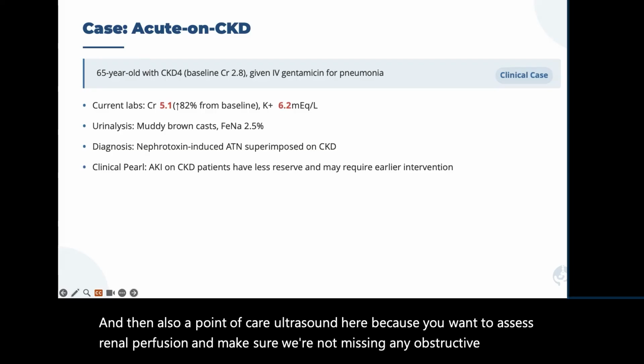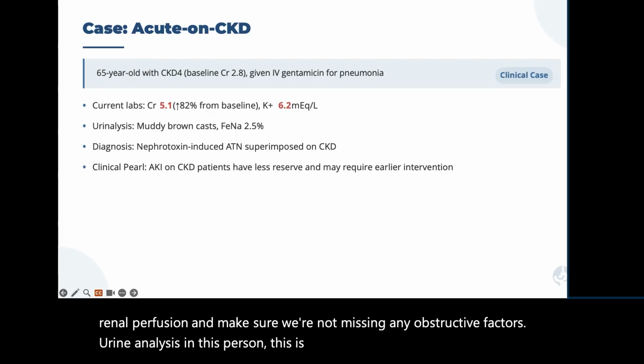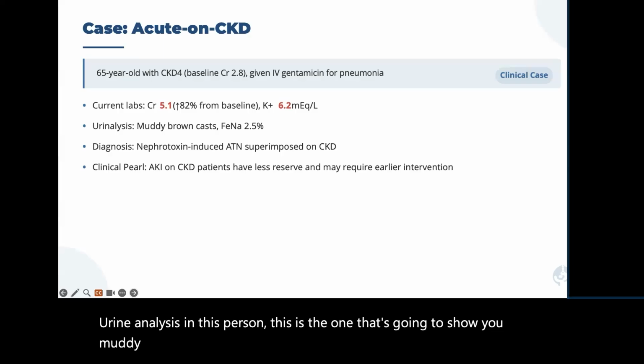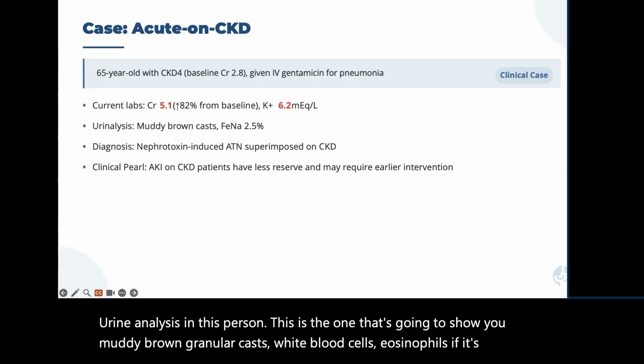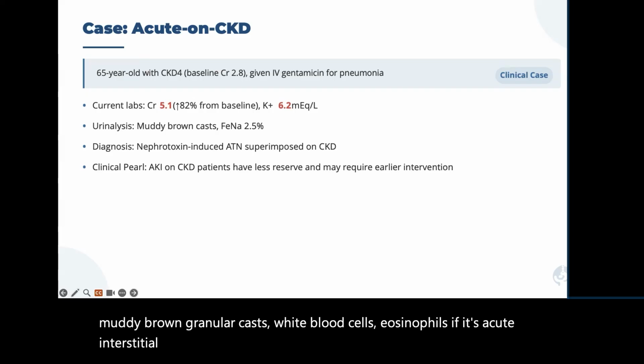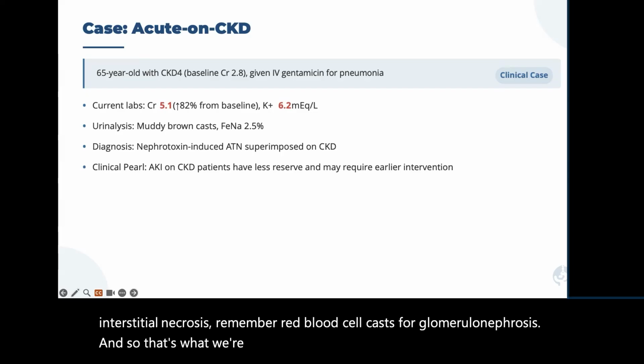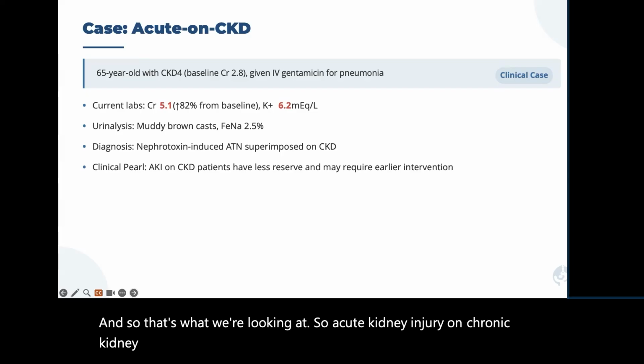Urinalysis in this person is going to show you muddy brown granular casts, white blood cells, and eosinophils if it's acute interstitial nephritis. Remember, red blood cell casts for glomerulonephritis. And so that's what we're looking at. So acute kidney injury on chronic kidney disease patients have less reserve and require this early intervention.